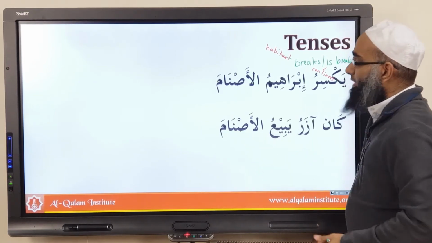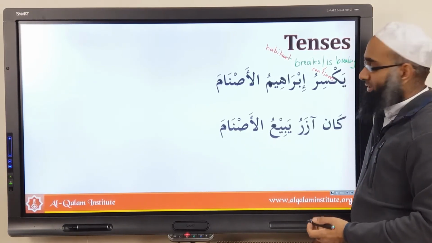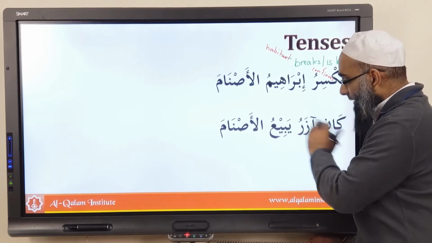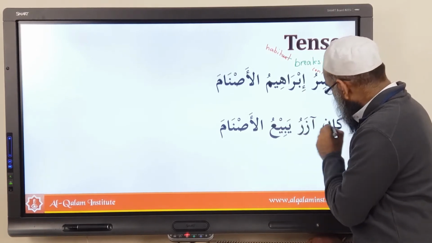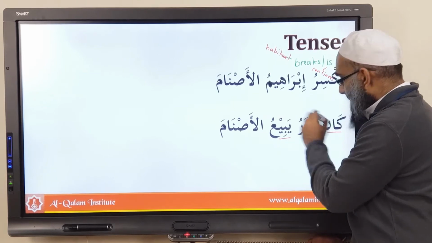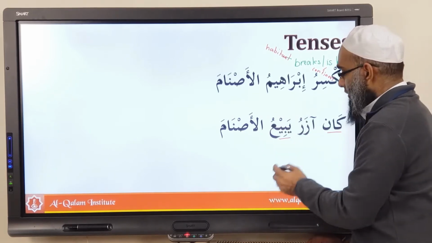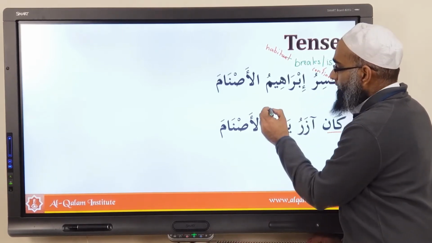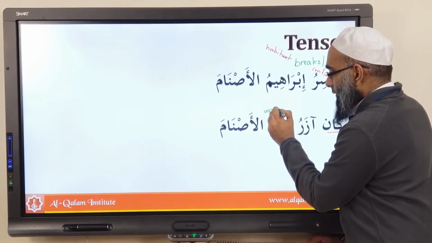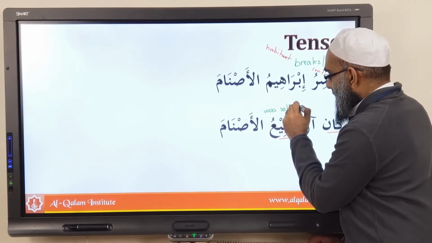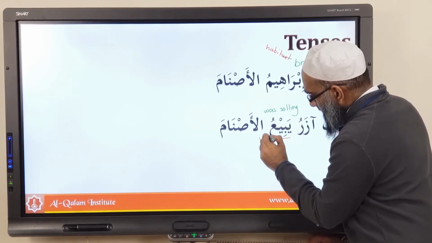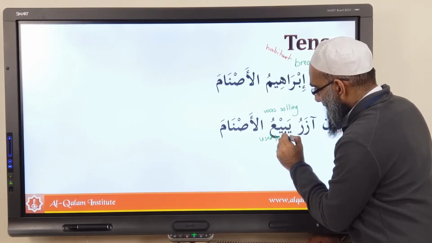Kana azaru yabi'ul asnama. How do you translate this now? So you've got yabi' and I said it doesn't have to come directly. It separates. Because this is a kana plus a yabi'u. So madhi plus mudhari. Kana plus mudhari. So you say Azar was selling or used to sell.